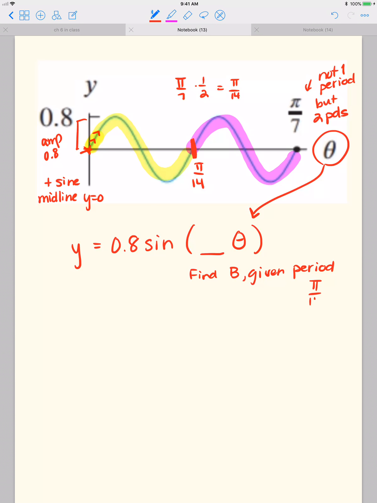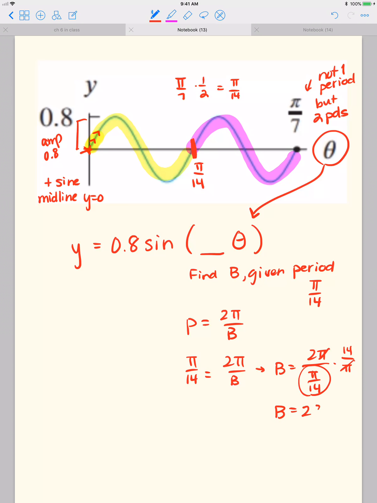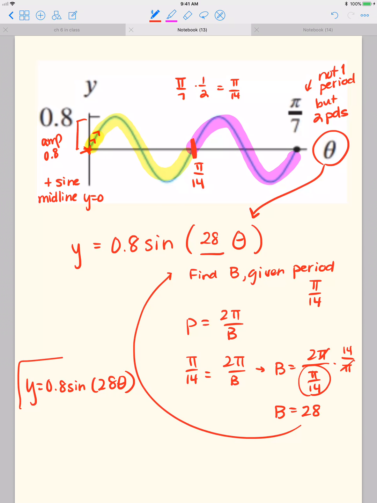So if I have the period of pi over 14 and I have period as 2 pi over b, then I have pi over 14 equals 2 pi over b. So b is 2 pi over 14, and dividing by a fraction will multiply the reciprocal. So the pi's cancel, and we get that the b value is 28. So your final answer is 0.8 sine of 28 theta.